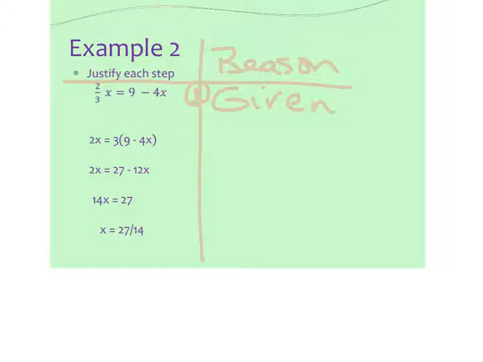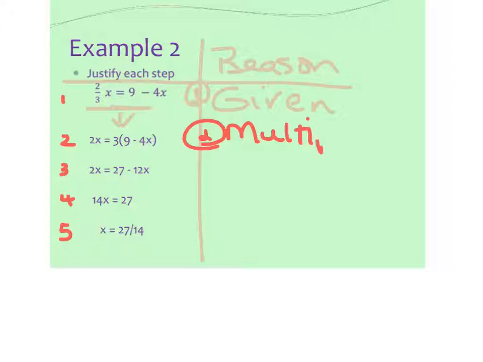Okay, what did they do in step number 2? So this is 1, 2, 3, 4, 5. Step number 2. What changed from this one to here? What did they get rid of, or what did they move to the other side? They multiplied the 3. Good. They multiplied both sides by 3, so this is the multiplication property of equality.